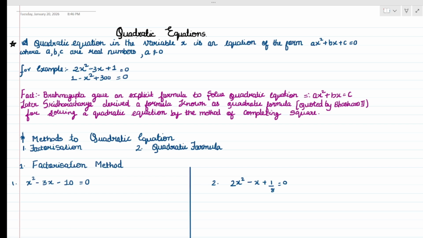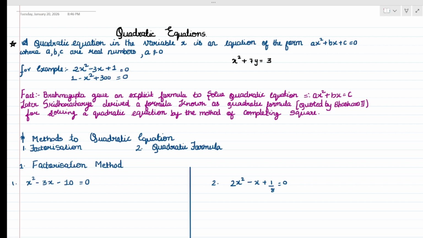Now what does a quadratic equation mean? Any equation whose power is 2 is called a quadratic equation. Say, for example, x square plus 7y equals 3. Okay, so I have taken the example over here where I have used two variables.